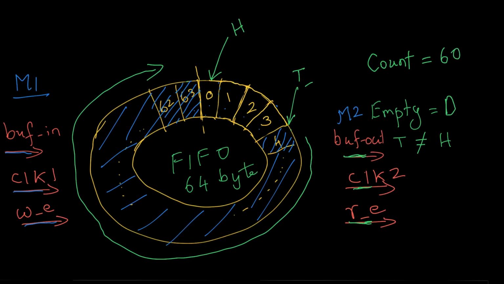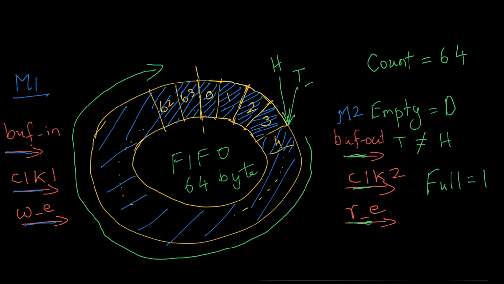So let's say your M1 writes 4 more times. So it will fill the address 0, and then 1 and 2 and also 3. So now your head will merge with the tail, right? So it has caught up with the tail, right? So all the locations in the FIFO are full, and your count value has become 64, and empty is still 0, but your new flag has to be on, so that is your full flag.